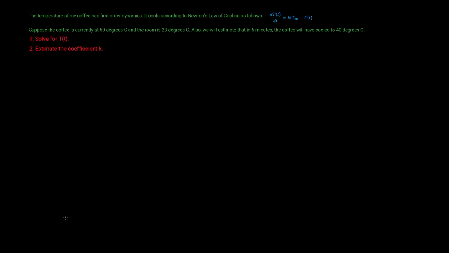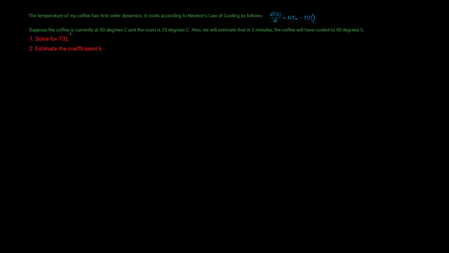The temperature of my coffee has first order dynamics, and it cools according to Newton's law of cooling, given by this formula up here, which says that the temperature of the coffee changes with time according to some constant K multiplied by this T infinity term. T infinity is what we'd call the steady state value of the coffee, and this is what we would expect the temperature of the coffee to be after an unlimited set of time, or just a very long set of time. And from that we subtract the actual temperature of the coffee at some given point in time, and we're missing the closing bracket just there on the right.